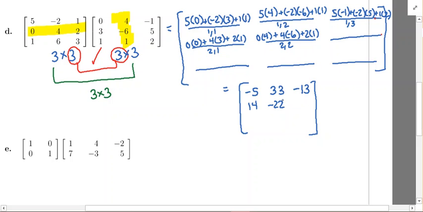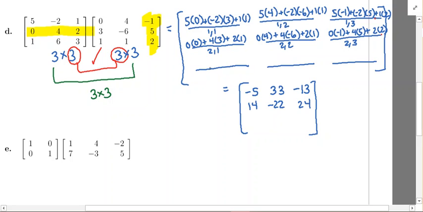All right. Last element in this row, this is the second row, third column. So you go and you do the dot product of the second row, third column. We're going to get 0 times -1 plus 4 times 5 plus 2 times 2. All right, so we're going to get 0 plus 20 plus 4 is 24. All right, 3 more elements to go.